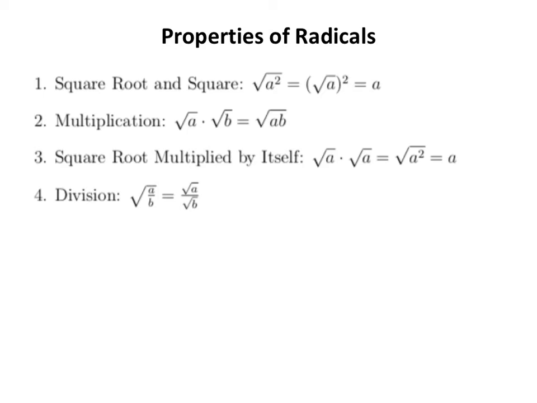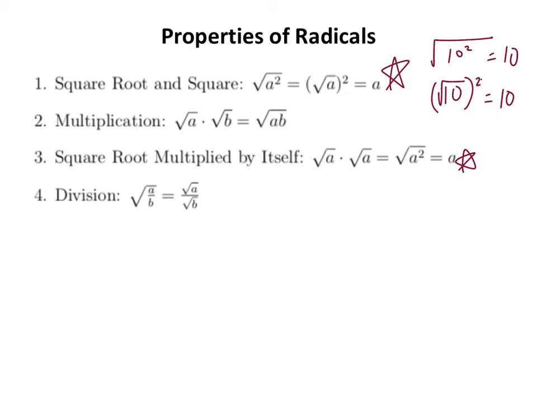Now that we know the perfect squares and their square roots, we can go into some of the properties of radicals. Right now we're going to concentrate on the first and third ones. Looking at the first one, the square root of a squared is equal to a. Basically, the square root and the square cancel each other out. So the square root of 10 squared is just 10. In the same way, if I had the square of the square root of 10, that would also be 10. This and this cancel each other out.